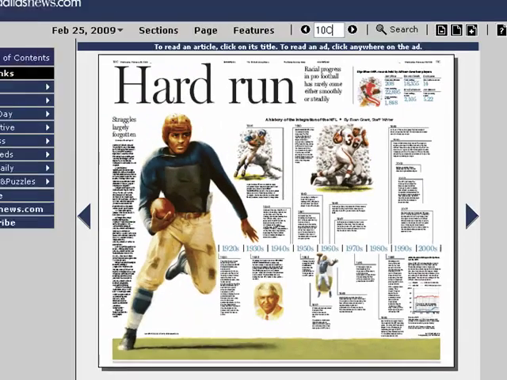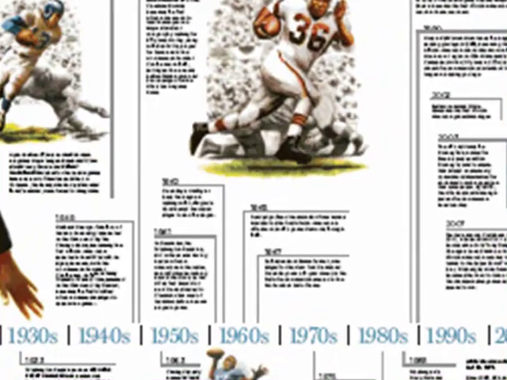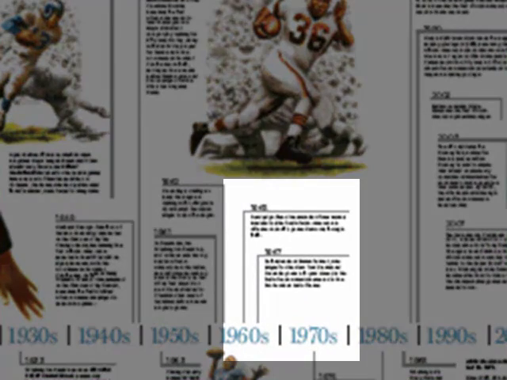Or here's another question using the timeline. What came first? An African American is elected into the Pro Football Hall of Fame, or an African American referees an official NFL game?